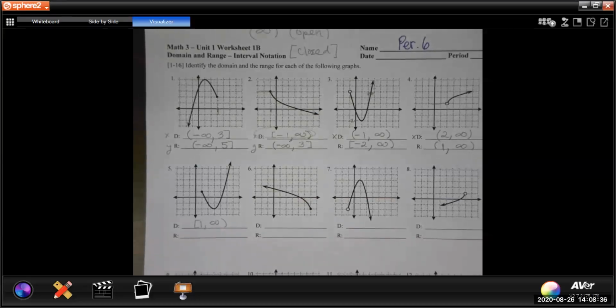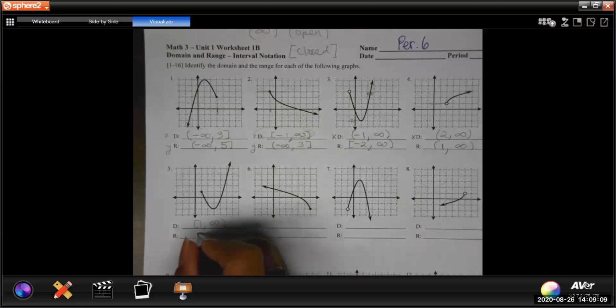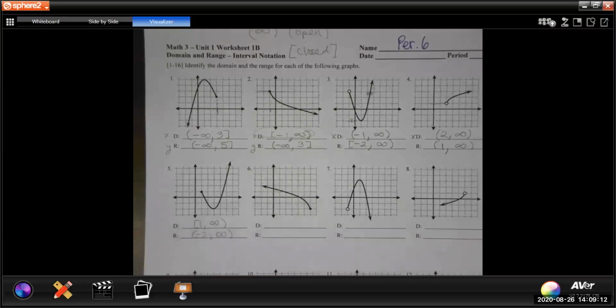I'm going to call on Ashley. Can you tell me what you got for the range? I'm still doing mine. Hold on, sorry. I can't hear you. I'm still doing mine. Okay, I'll give you guys a little more time. While she's finishing it up, anyone willing to share what they got? -2 in brackets and infinity with parentheses. Do you guys agree? Anybody else get that one on their own?